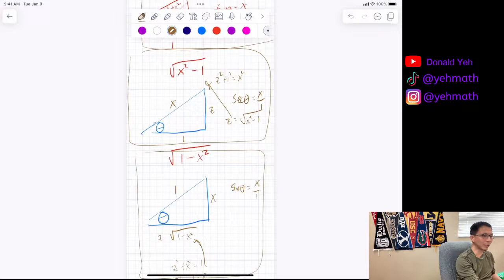So remember, you can only choose sine, secant, and tangent. Since tangent's out of line, you only had a debate between secant and sine. And secant and sine has to be, if I have x over 1, then the other side has to be root x squared minus 1.